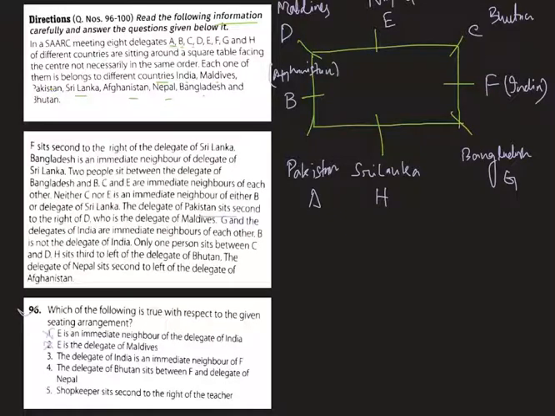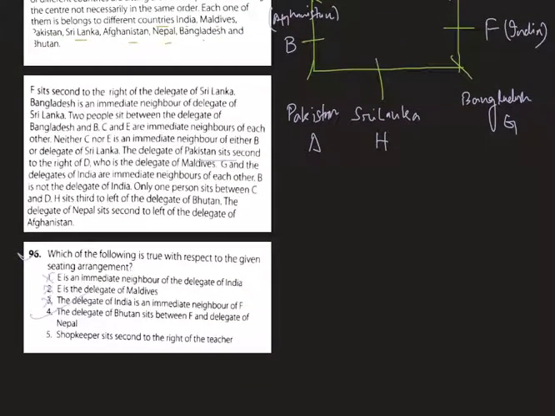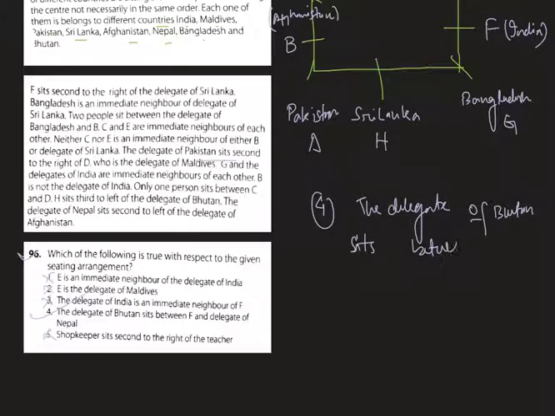The delegate of India is an immediate neighbor of F. This is also not true because F is the delegate of India. The delegate of Bhutan sits between F and the delegate of Nepal. This is true. Shopkeeper sits second to the right of the teacher. This is a vague statement. Hence, we can say that the fourth statement is true, that the delegate of Bhutan sits between F and the delegate of Nepal.